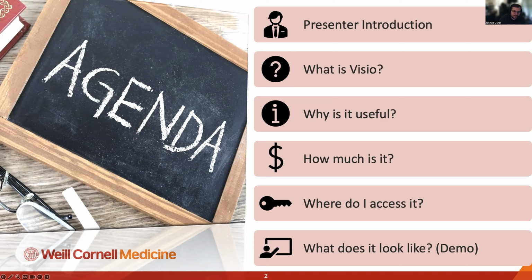So the agenda, as you can see here, we're just going to do a little introduction about me as I'm pretty new to Weill Cornell Medicine. Then we'll talk about what is Visio and why is it useful. Then a lot of you may be wondering how much it is, is there additional cost, licenses for this? We'll discuss all of that in the next section. Then we'll talk about where do I access it? So, when you have access, how do I get to it? And then we're actually going to do a couple of live demos here. So keep in mind in the chat if you have any questions that might frame how the demo takes shape. Feel free to ask away as we go.